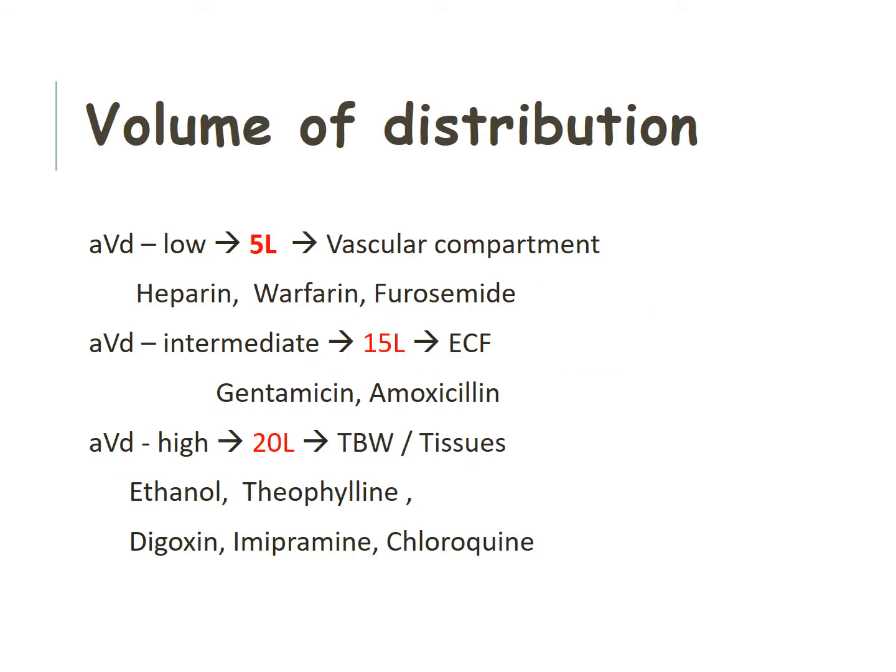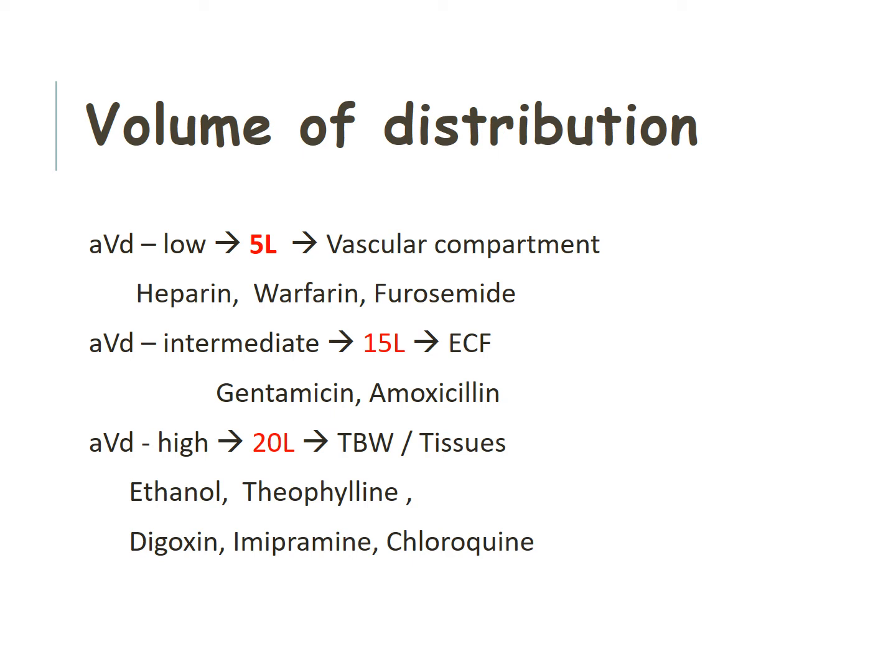When we calculate the volume of distribution, we will get different values, and there are some assumptions. When the volume of distribution is low, that means less than 5 liters, the drug will be mainly in our vascular compartment. We know that the total amount of blood in our body is about 4 to 6 liters. So if the volume of distribution is less than 5, the drug is probably in our blood itself. The examples are heparin, warfarin and furosemide. These drugs will, the majority of the time, be in the blood vascular compartment, so the volume of distribution is very small.